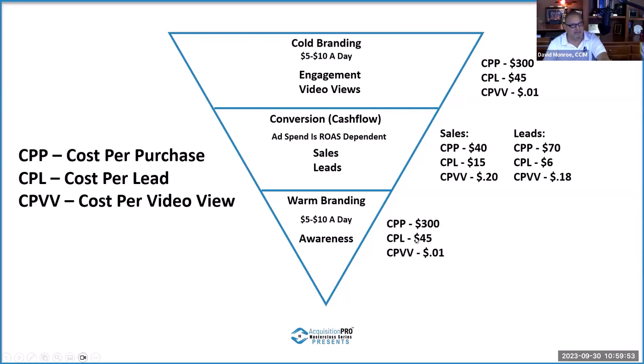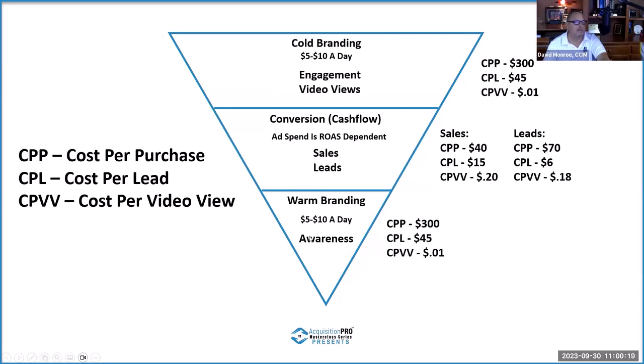this actually is not correct, because this is in line with this in the fact that they're a warm audience. So I actually did this wrong. Your cost per purchase and your cost per lead are going to be the same here, and your cost per video view are going to be the same here. That's the power of retargeting. I actually did that incorrectly.